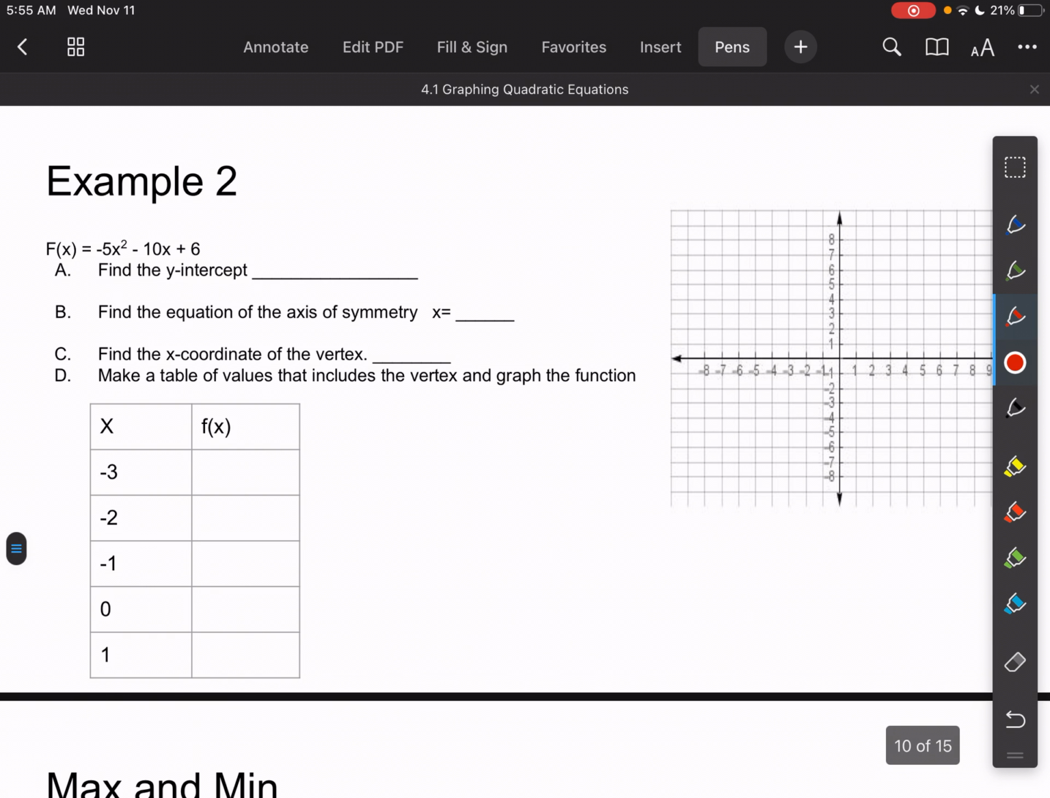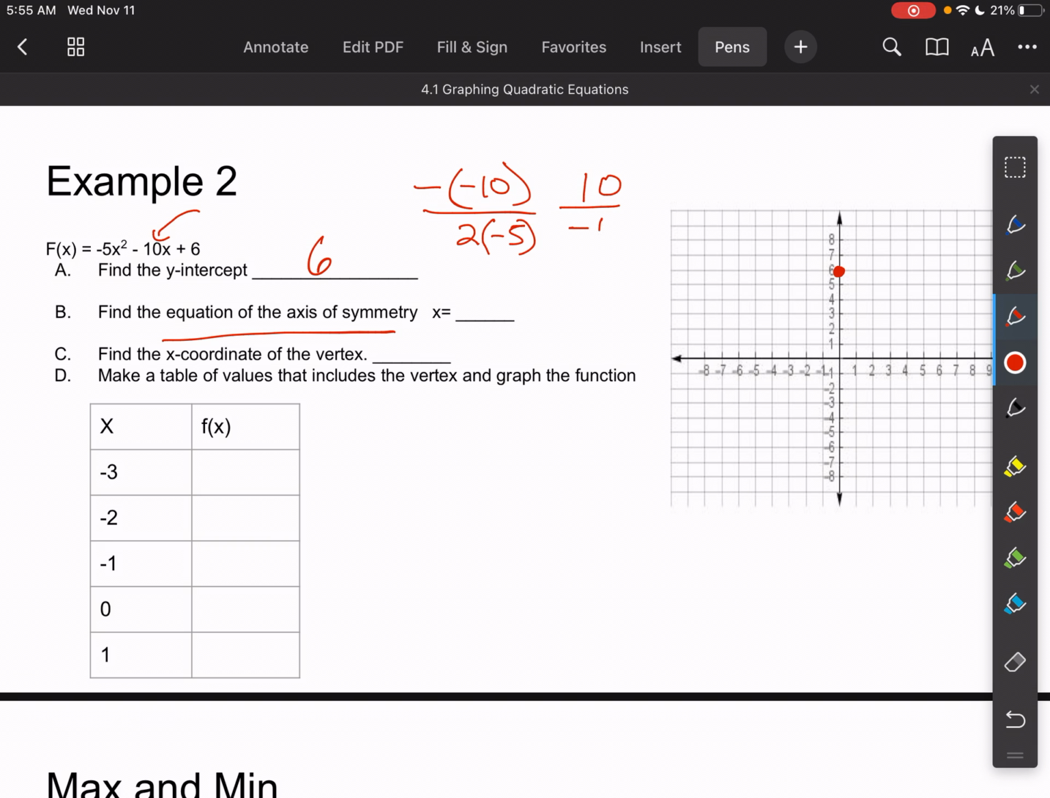So first, for example 2, let's find the y-intercept, which we always start with because it's easy. It's 6. It's given to us. Then for the equation of the axis of symmetry, let's find where symmetry happens. So we're going to do negative b. b here is negative 10. So negative 10 over 2 times a, which is negative 5. Negative 10 gives me positive 10. 2 times negative 5 gives me negative 10. So I have symmetry at negative 1.